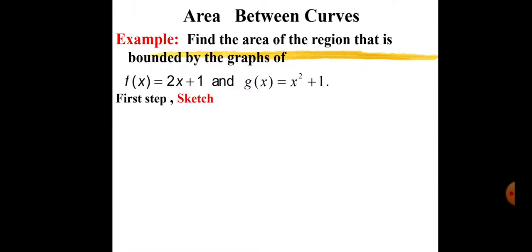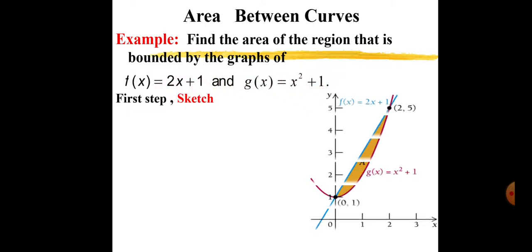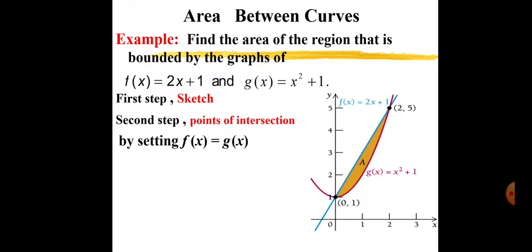Now we have an example here. Find the area bounded by the region of the curve x squared plus 1 and the line 2x plus 1. Number one, we have to sketch. This is x squared plus 1 here, and this is the line 2x plus 1. Its slope 2 is positive, and it cuts 1 unit from the y-axis here. So you can sketch the graph and the line, and we have to find the points of intersection.